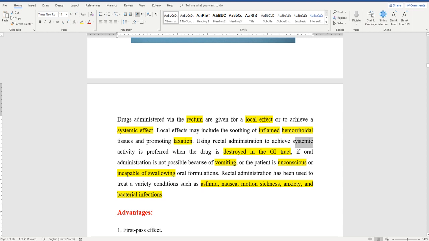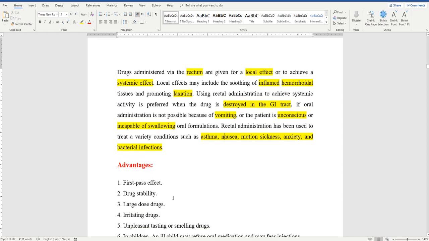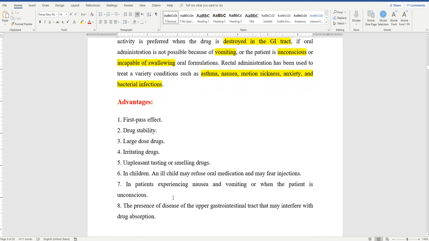An example of conditions which might be treated by rectal suppositories include asthma, nausea, which is الغثيان, motion sickness, which is when you become dizzy, especially when you travel by airplane or by sea. Also we have anxiety and bacterial infection. These are some of the conditions that can be treated by rectal suppositories.